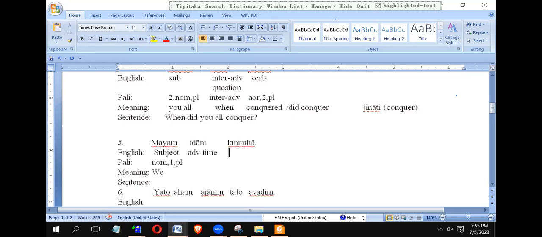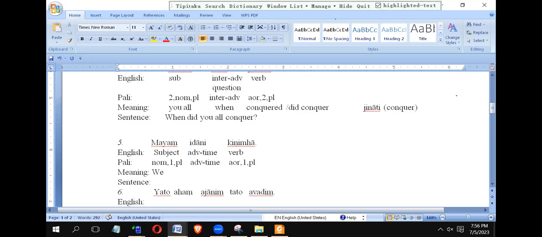So Pāḷi: adverb of time. If you want to put English, then the word is now. English is just adverb of time, and in Pāḷi you can call it demonstrative. Demonstrative adverb of time also can. So easier. So kiniṃha is the past tense of kiṇāti. Okay, so it's Aorist. Which person? First, second, third? It's first person plural.